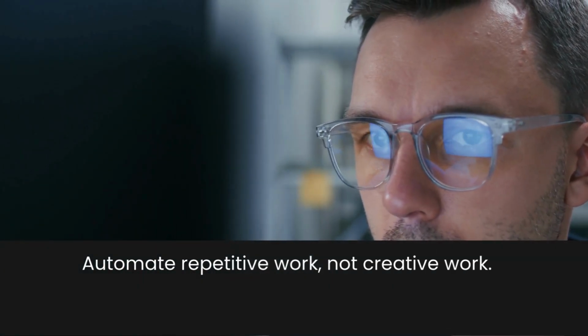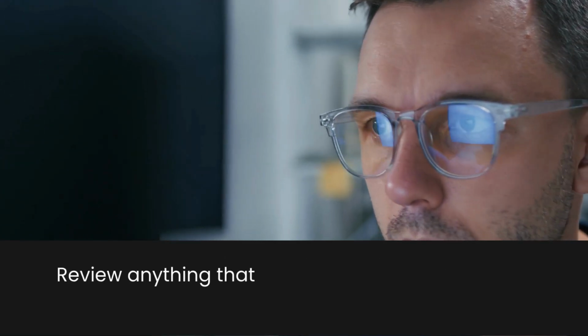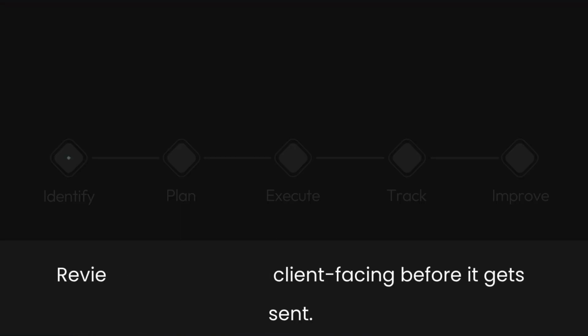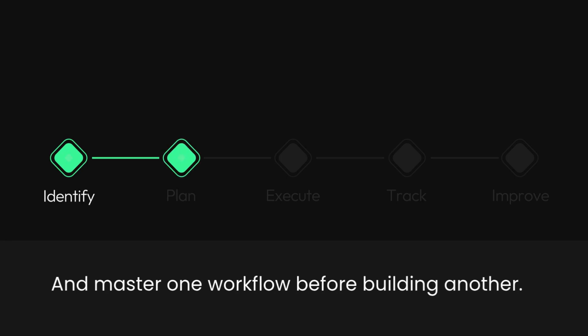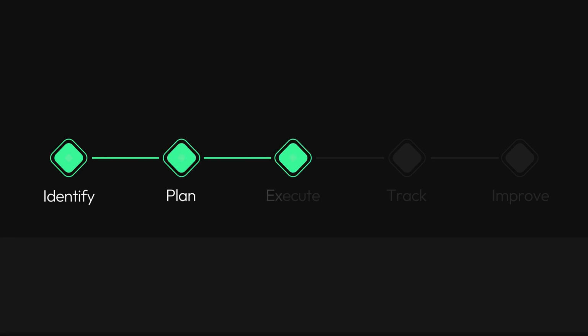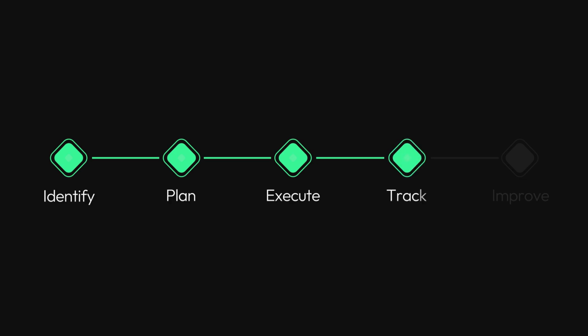Before you automate anything, remember 3 rules. Automate repetitive work, not creative work. Review anything that's client-facing before it gets sent. And master one workflow before building another. One reliable automation is worth more than 5 broken ones.